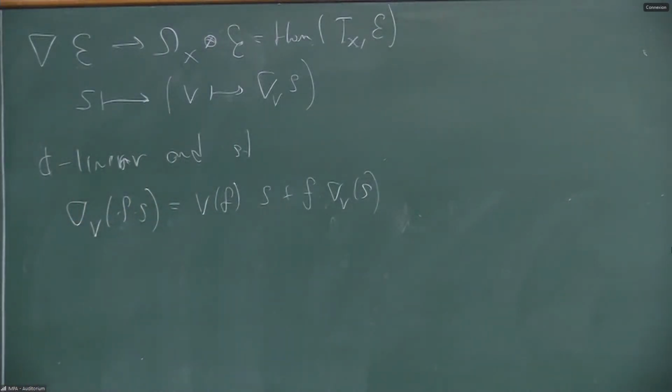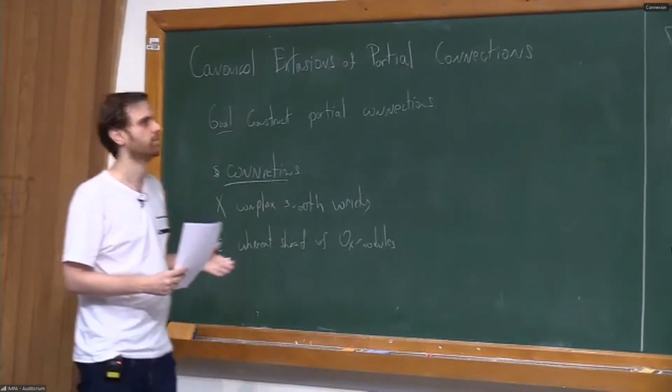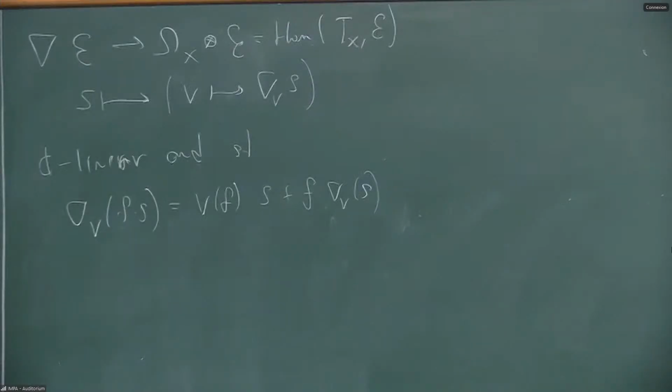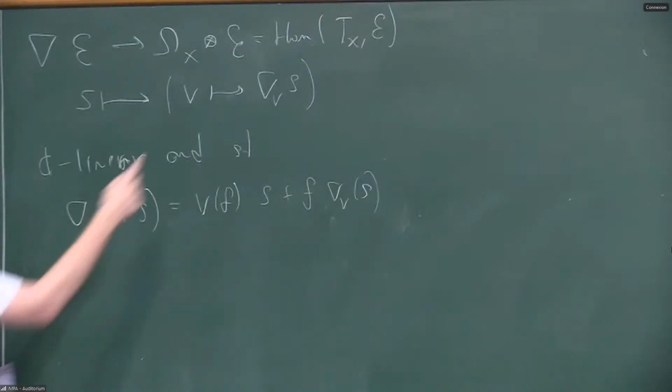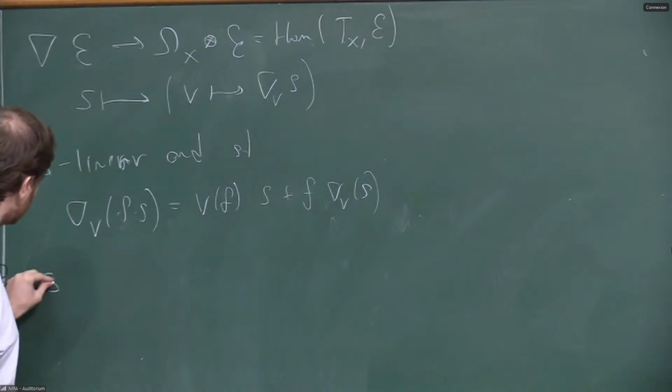And the idea of connections is to generalize the concept of derivation. When we define a connection, we are giving a rule to derive a section of a sheaf. So this is what a connection is. And now I will define partial connections.